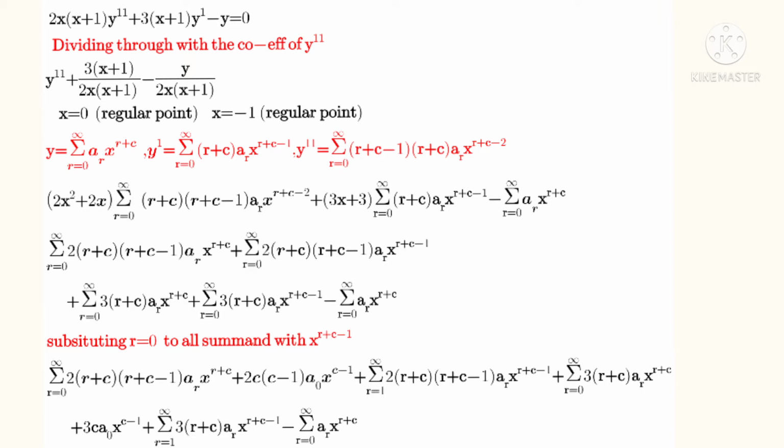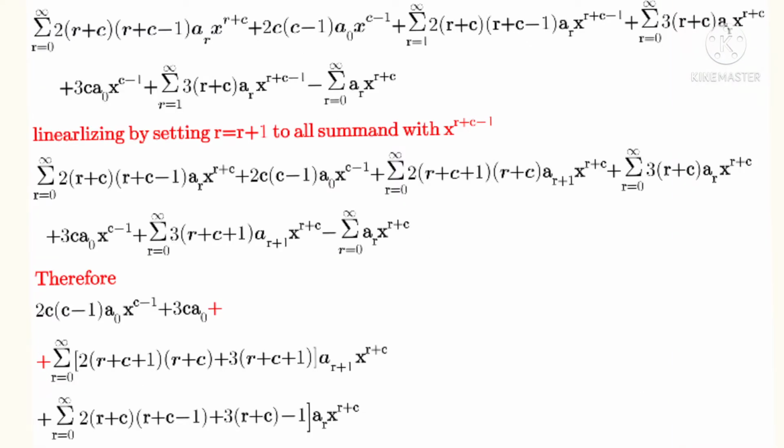Then we move to the second one. You insert r equals 0. Then you have 3c a_0 x raised to power c minus 1. So that is that. So just take a look at that. So substituting r equals 0 to all the summands with x raised to power r plus c. All right, so now, I said earlier the reason why we are inserting r equals 0 was to linearize.